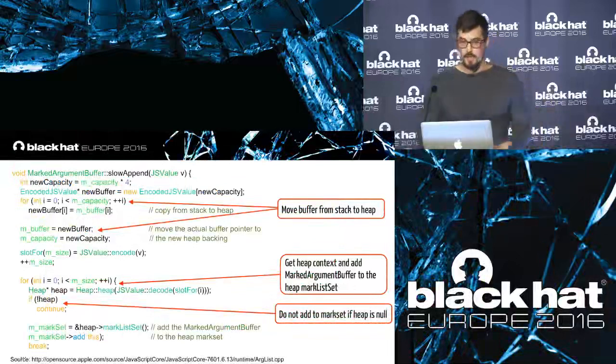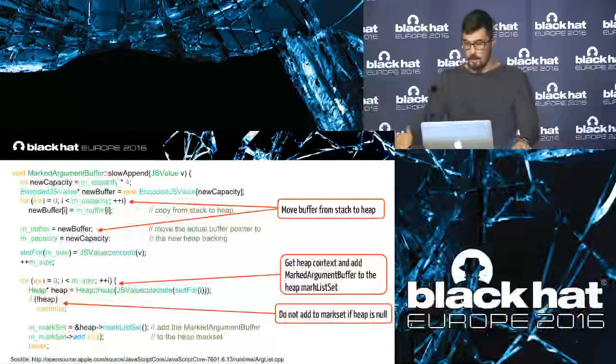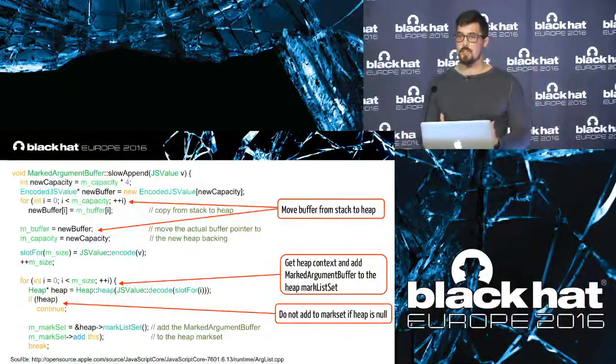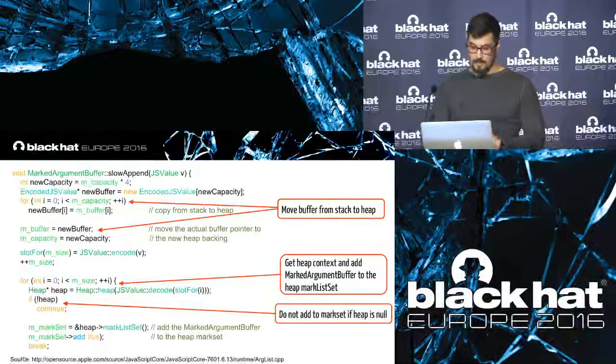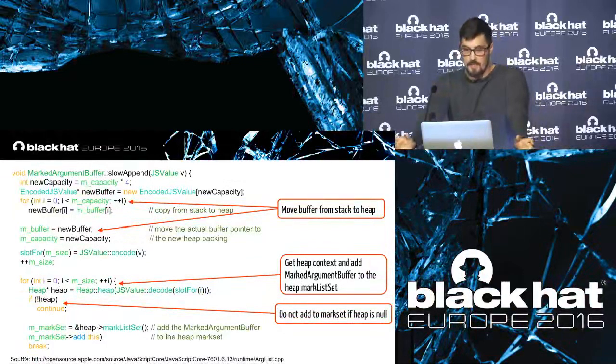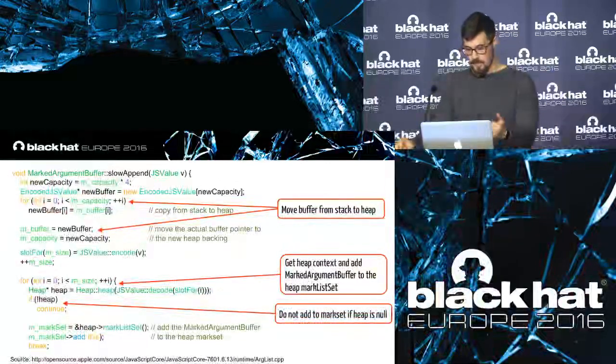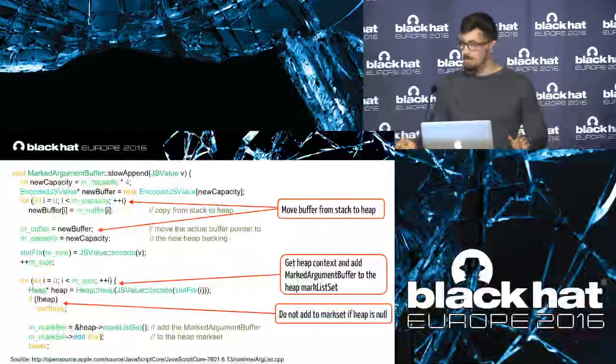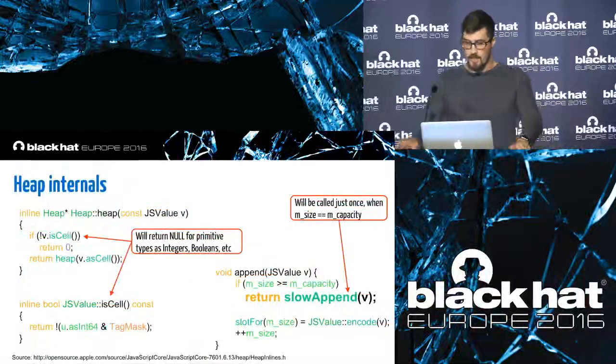So slowAppend. The first thing it does is move all the objects from the stack to the heap. And after that move, objects are not automatically protected from the garbage collector. To make sure they will not be deallocated, a special heap mechanism, the mark list set, is used. To do that, the heap context is acquired and added to the mark list set. And here's the problem: as we see, if it is not possible to acquire a heap context, it will not be added to the mark list set. And how may the heap context be acquired?